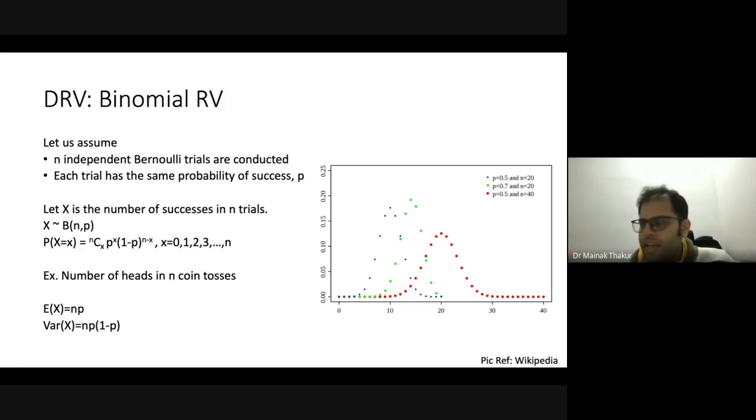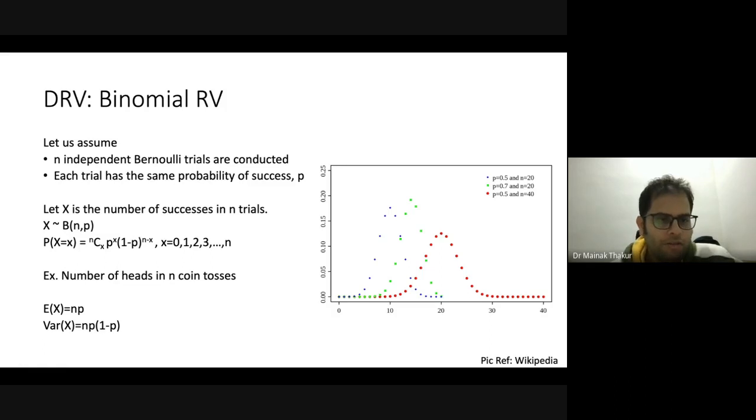Let's say you are doing n number of tosses, how many of them will be heads? This may be a random variable. X is the number of successes in n trials. Okay, so X follows binomial(n, p). It has two parameters now. It depends on the number of trials n and the success probability p.